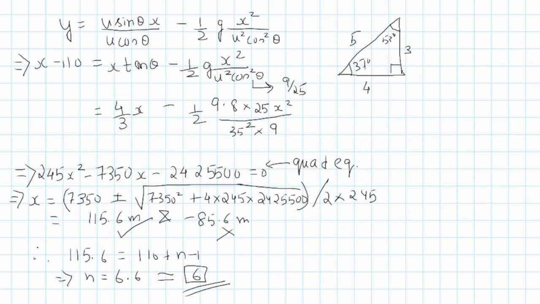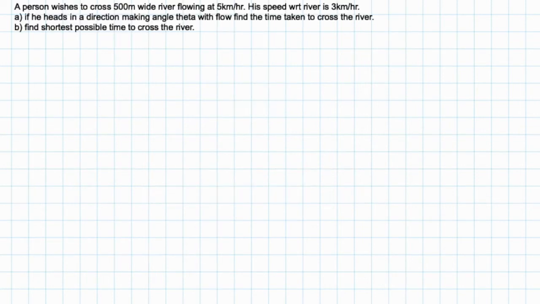Now let's look at the next question. This question is from relative motion. This question is very similar to the question which we did in the relative motion chapter. So in this question, it is given that there is a river. The width of the river is 0.5 meters. Sorry, it is 0.5 kilometers.